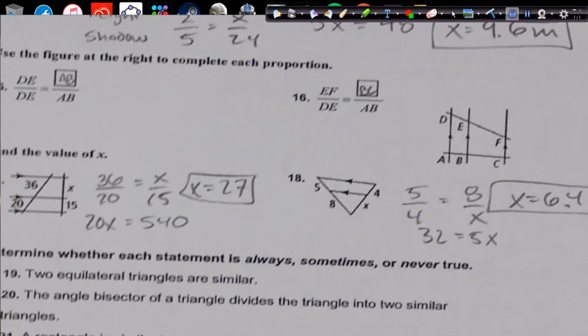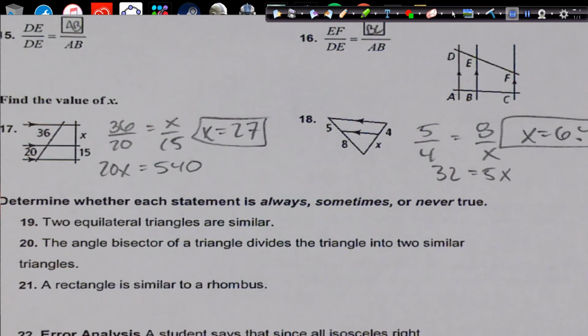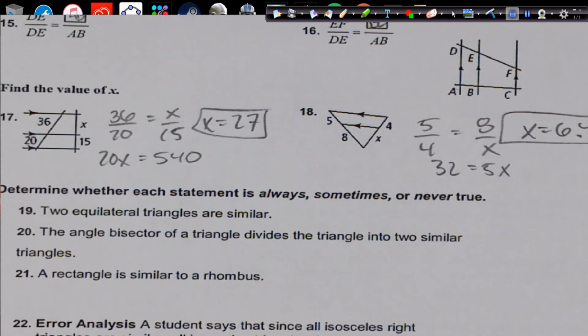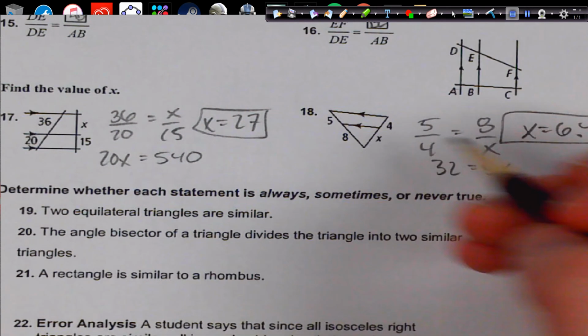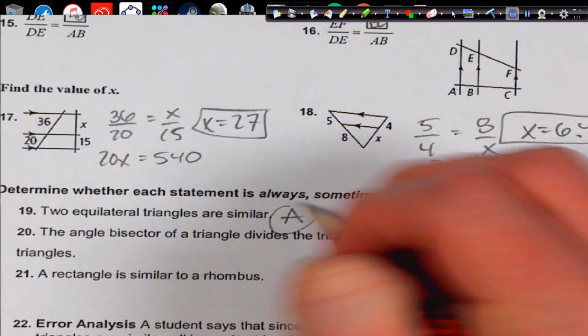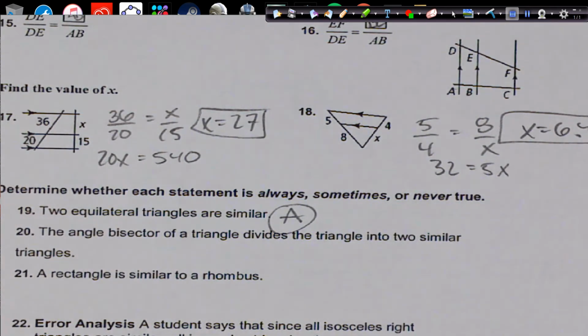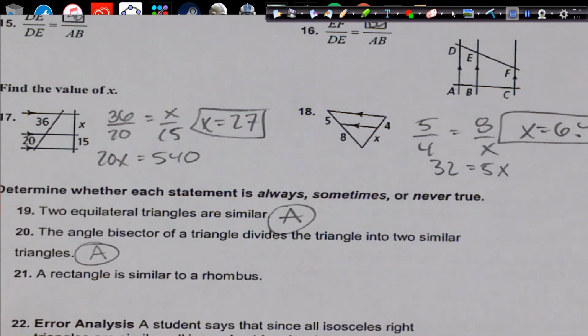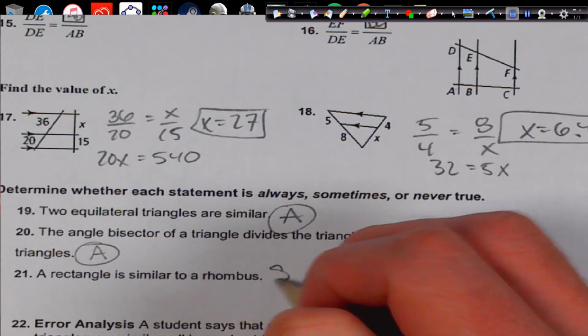Oops, sorry, that was off the screen. There you go. Sometimes, always, never questions are always good. Two equilateral triangles are always similar. That is going to be always true because they'll have 60, 60, 60, so always. An angle bisector divides a triangle into similar triangles. Yes, angle bisector always does that. A rectangle is similar to a rhombus. Sometimes. The rectangle always has 90 degrees and a rhombus doesn't. So that'd be a sometimes.